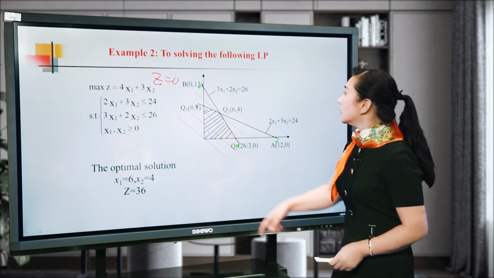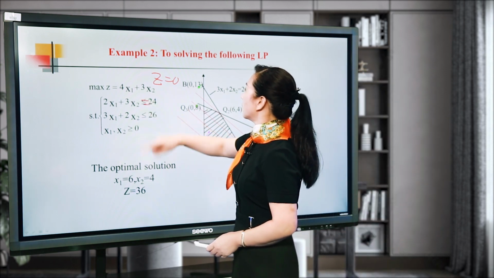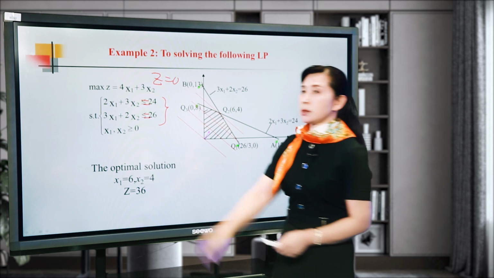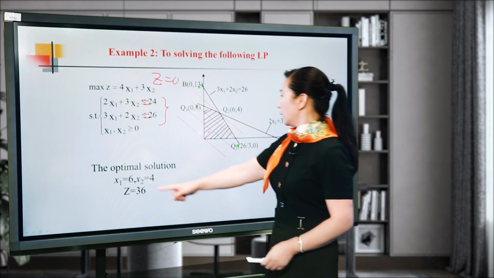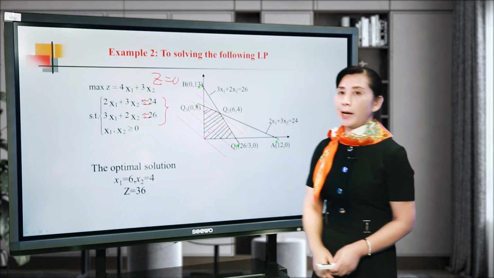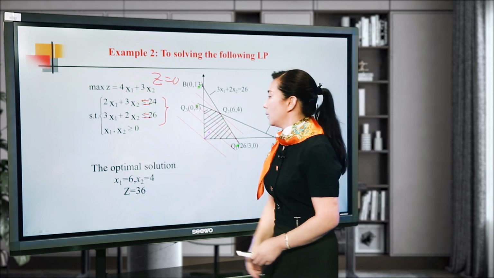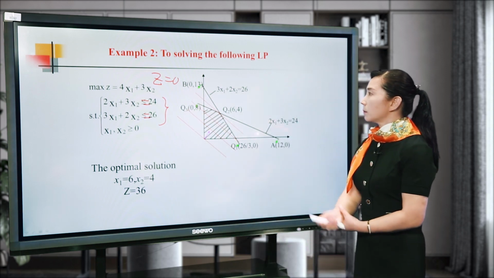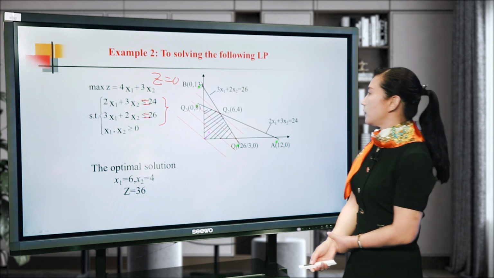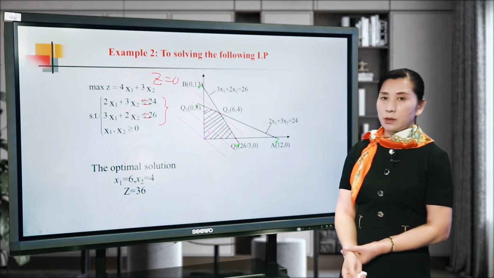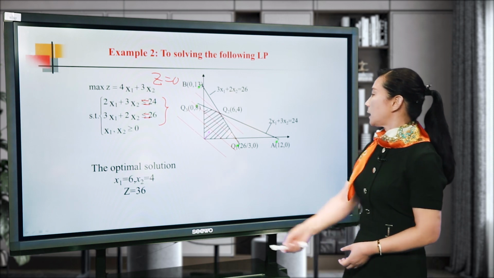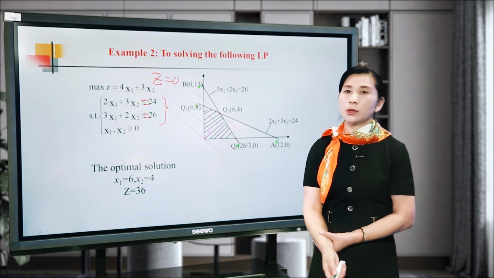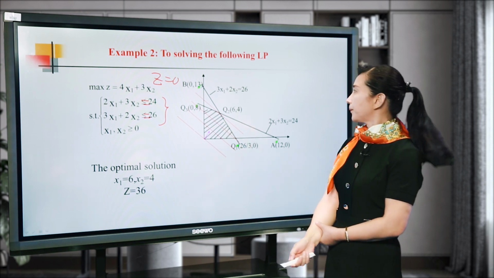Similarly, we solve the equations. Solving these equations, we get x1 equals 6, x2 equals 8, and put this solution into the objective function. We get the optimum objective function J equals 13.6, and this is the optimum solution and the optimum value of this model. So we have solved this model.